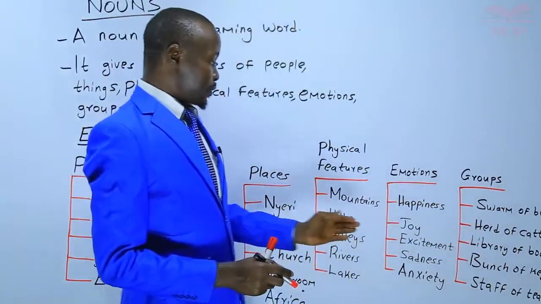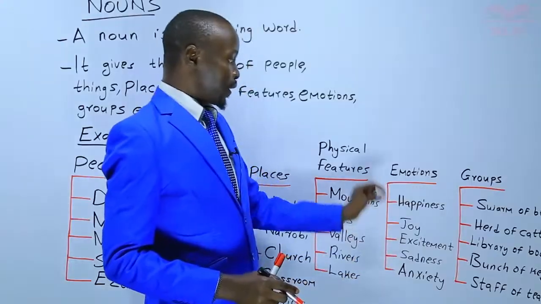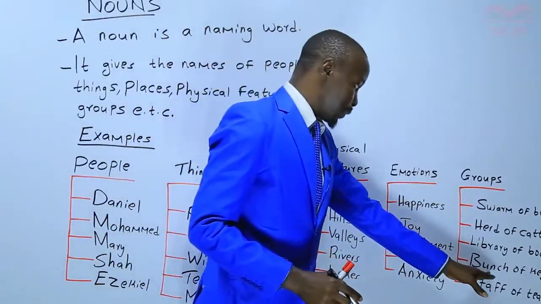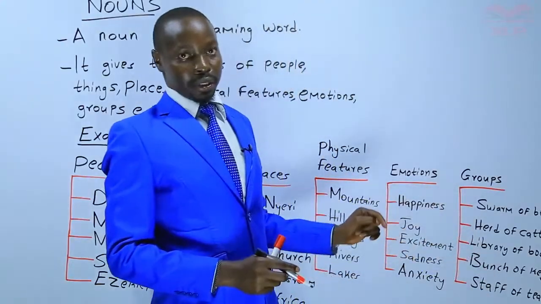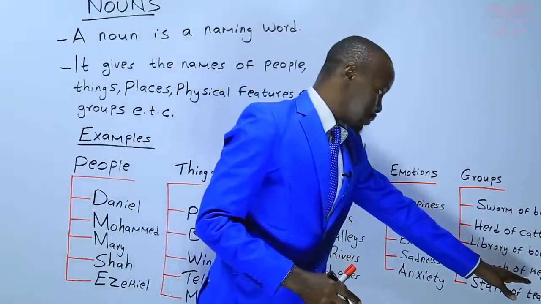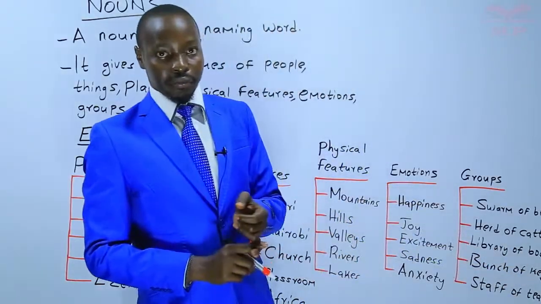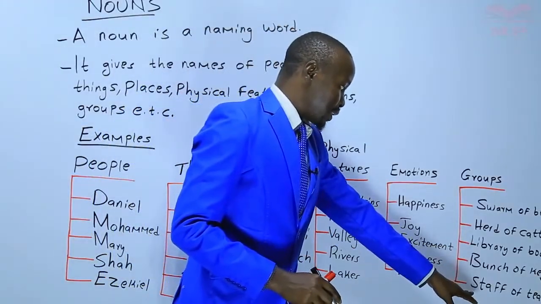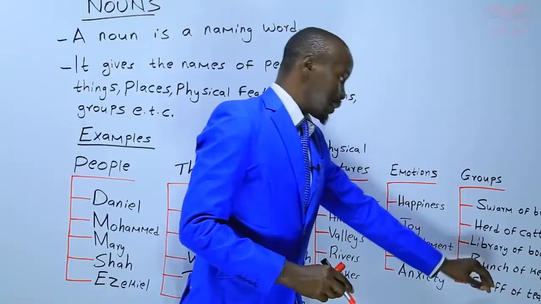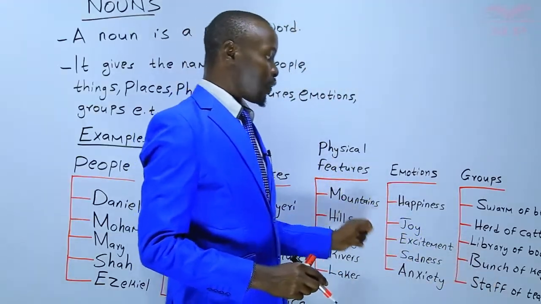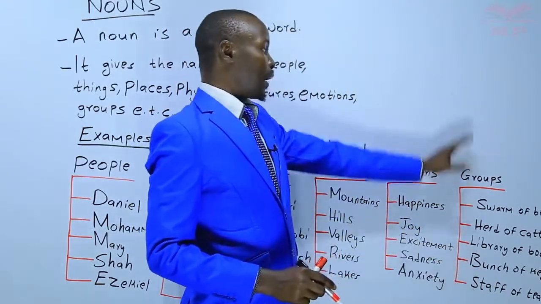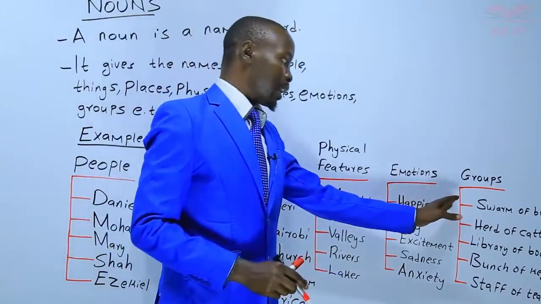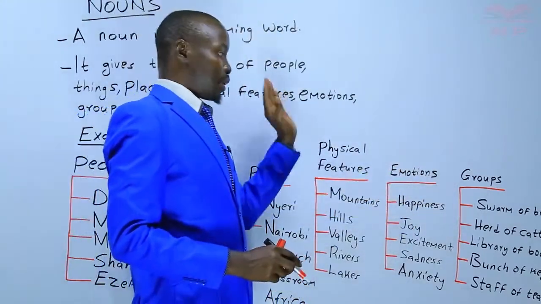So the next, which is the fourth example, the group term here is a bunch. And the particular bunch we are talking about here is a bunch of keys, because you can as well talk about a bunch of bananas. And then lastly, the group name here is the staff. And the staff we are referring to is a staff of teachers. So these are some of the examples that we have under the groups of nouns.